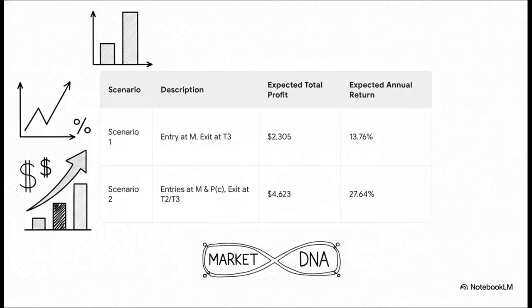And this is where we get to see the potential outcomes that the plan laid out. Let's look at scenario 1. If only that first entry at M gets triggered, the expected profit is about $2,300, which projects to an annualized return of 13.76%. But if both entries get triggered, as in scenario 2, well, the potential profit could double to over $4,600 with a projected annual return of 27.64%.